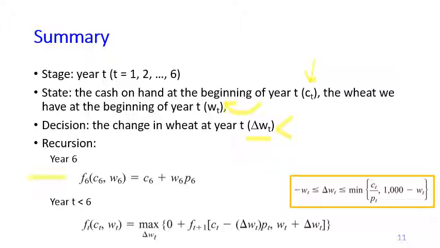For the recursion at year 6, we have the cash C6 plus we sell all the wheat that we have. Before year 6, the aspect 2 or the stage T itself returns 0 in revenue, cost, and everything, because whatever we earn, whatever changes, will be recorded for the next stages. And this is the aspect 1 that you must write down. Okay, so that's the end of this example.